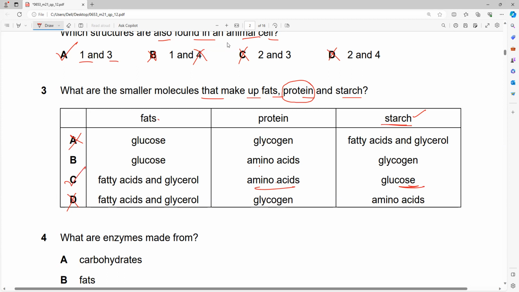So then you write it. Fats are made from fatty acids and glycerol. Do it fast, everybody. Any doubt? Anybody, please ask.